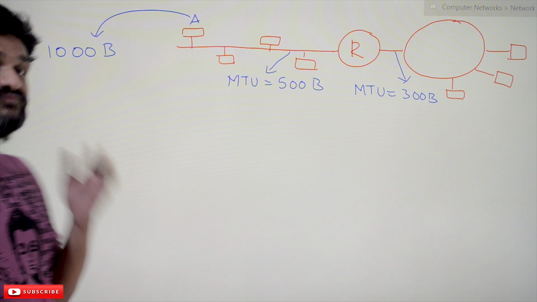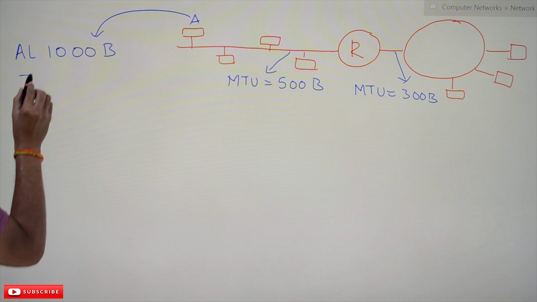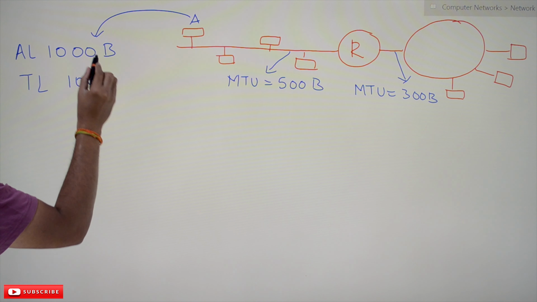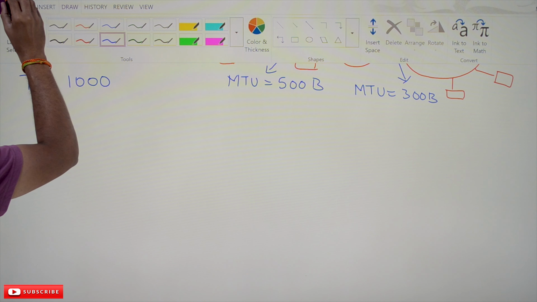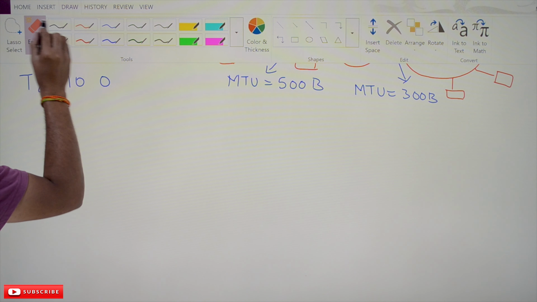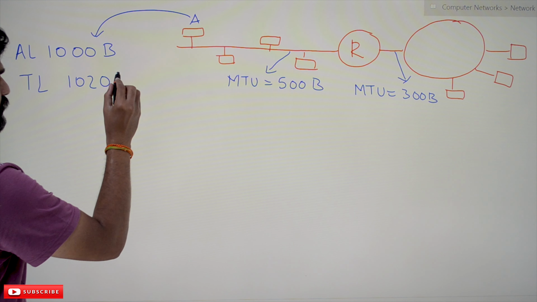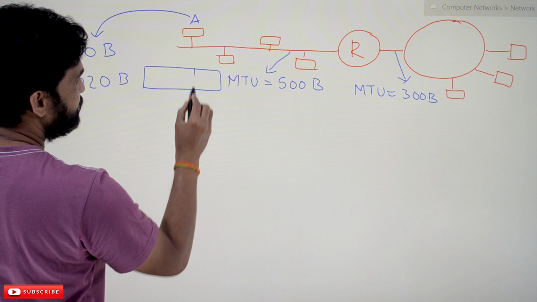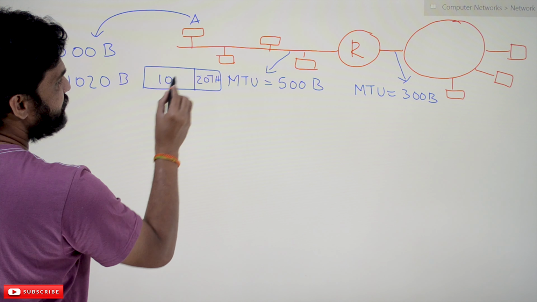Now, as we have discussed, this is the application layer, and this data will be transferred to the transport layer. Here in the transport layer, to the data, which is the message, the transport layer header will get added, which is of size 20 bytes. So it becomes 1020 bytes of data, including the header. In the diagrammatic representation, 20 bytes get added as the transport header, and the actual data is 1000 bytes.